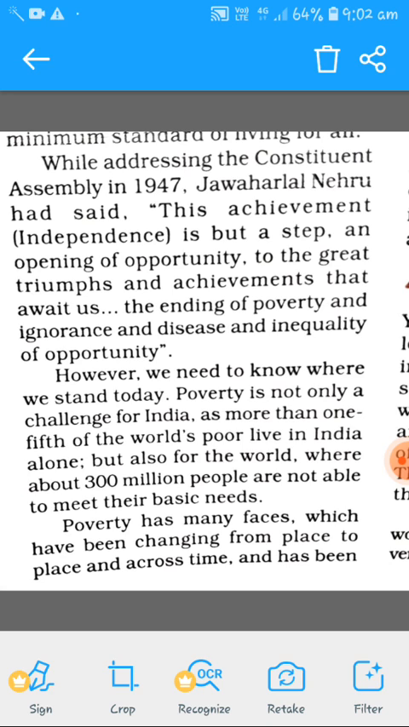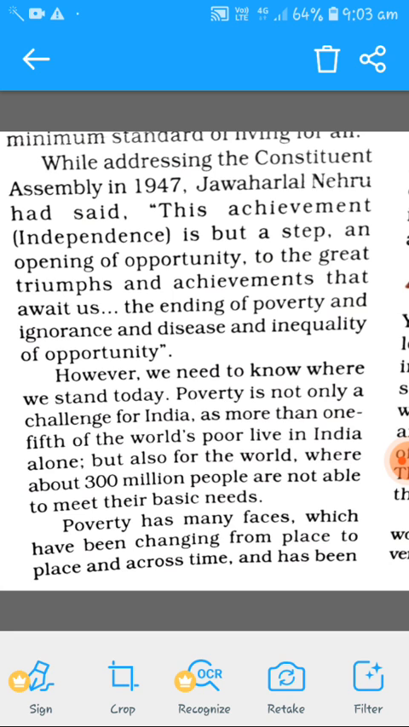Okay, and when we see the statistics, you will find that one-fifth of the world's poor are living in India. It's a very bad situation. Right from independence, our political leaders have always been talking about poverty, but still the number of poor people in our country is the highest. Okay. So this is the thing.